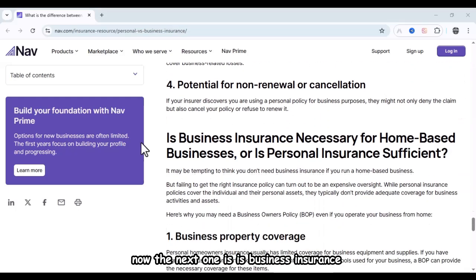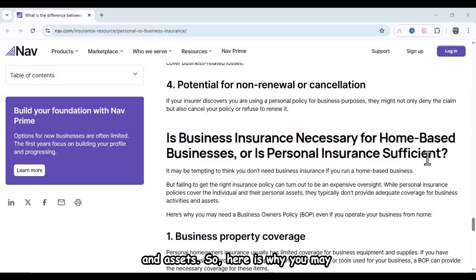Now the next one here says, is business insurance necessary for home-based businesses or is personal insurance sufficient? It may be tempting to think you don't need business insurance if you run a home-based business, but failing to get the right insurance policy can turn out to be an expensive oversight. While personal insurance policies cover the individual and their personal assets, they typically don't provide adequate coverage for business activities and assets.